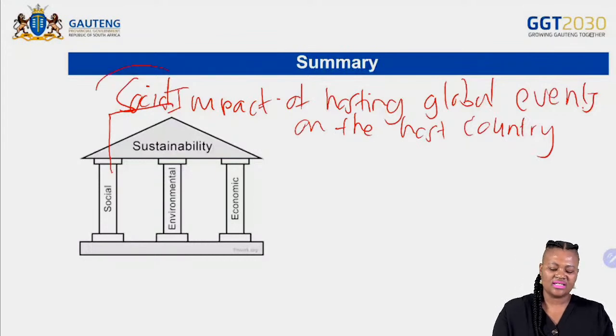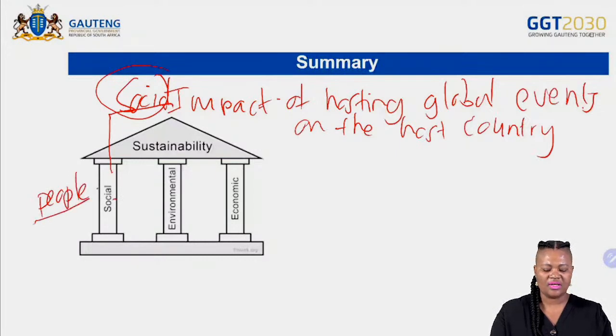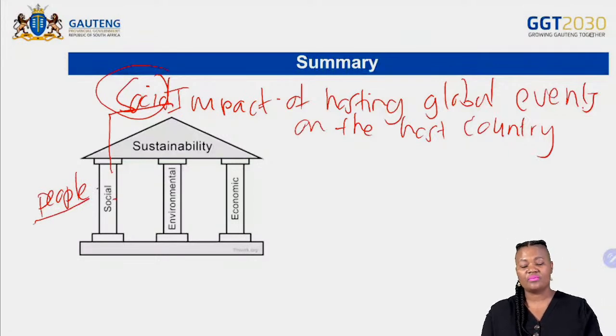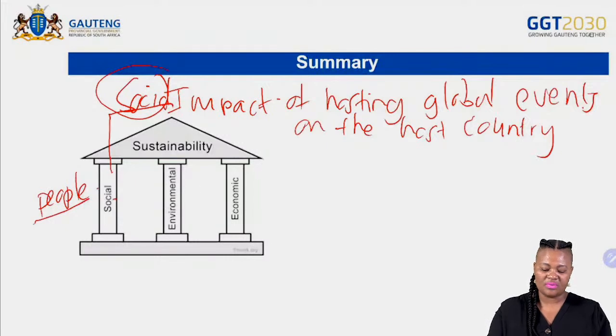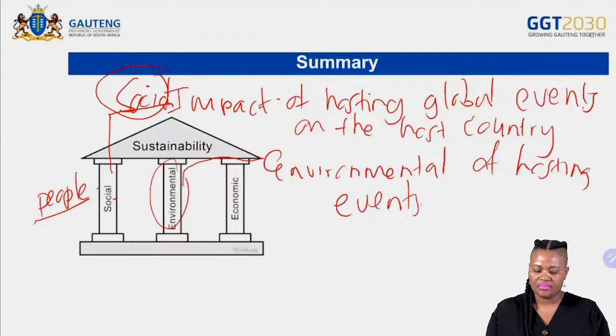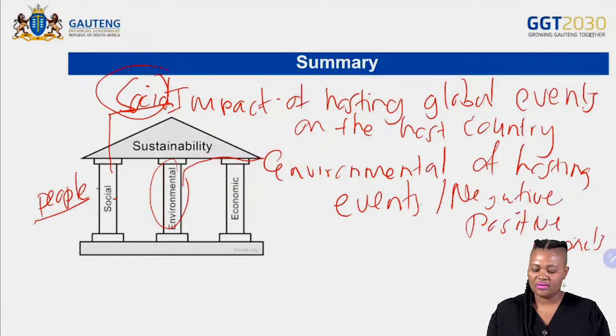Then you need to know that your answers need to relate to the people, meaning that your answers need to be directed to people: how will the people of the host country benefit from the hosting of the global events. Then you also need to be aware, maybe you are asked, what are the environmental benefits or the environmental impacts of hosting global events? So you should be able to give negative or positive impacts depending on the question. This will be dependent on the question.